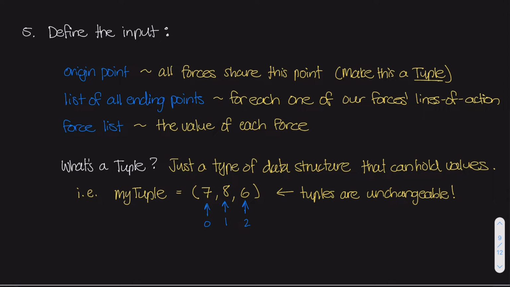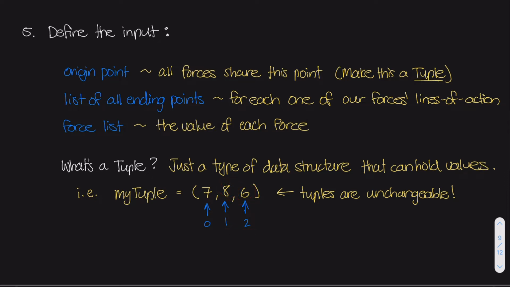So in code, you can define a tuple by giving it a variable name, my tuple, for example. We create a tuple by first starting with an open parenthesis and having a closed parenthesis at the end. Inside those parentheses, we could have the values 7, 8, and 6. 7 represents the first item in that tuple, 8 represents the second, and 6 represents the third.